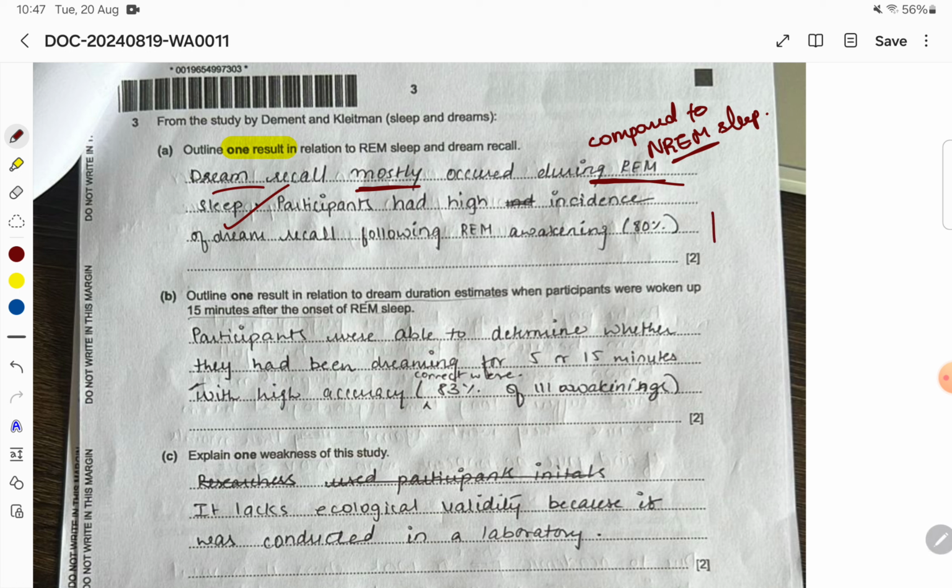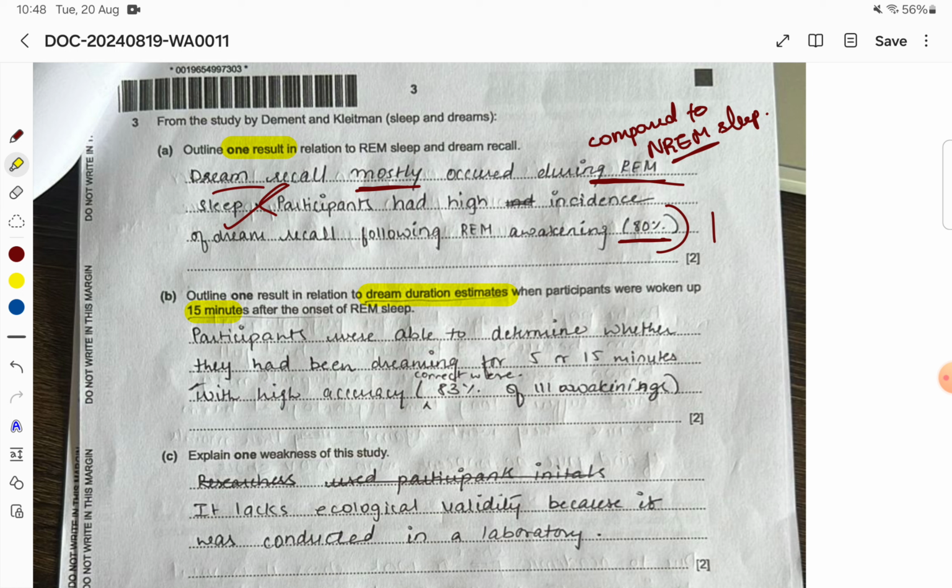The second sentence where she mentions that on 80% awakenings they reported dreams, it is correct, but it will not be credited, it's not required. In the first sentence itself, she has completed the answer. Okay, so that is one thing. Next is outline one result in relation to dream duration estimates when participants were woken up 15 minutes after onset of REM sleep. Now this is from the second aim of the study.